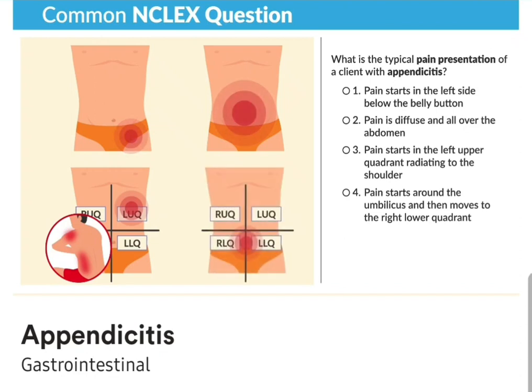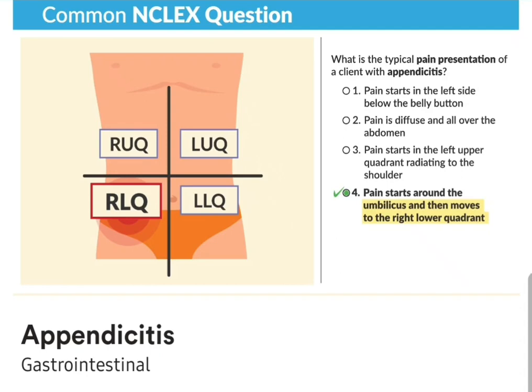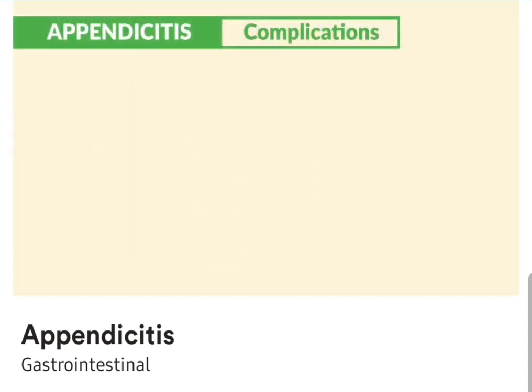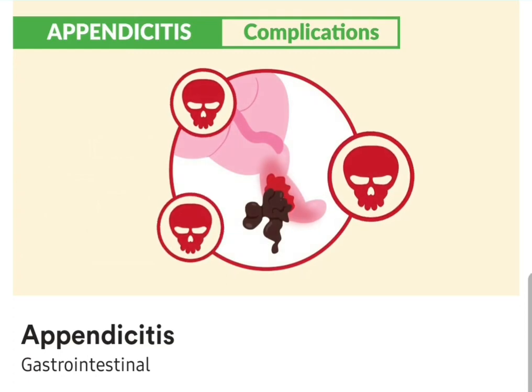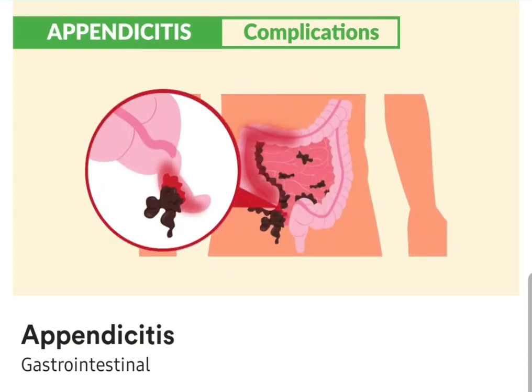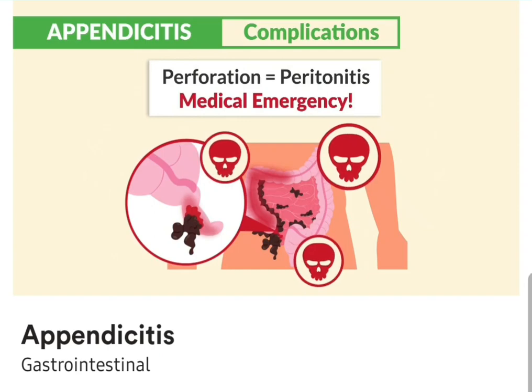And option 4, the pain starts around the umbilicus. Okay, that's the belly button area. And then moves to the right lower quadrant. Yes, always look for that key term, right lower quadrant. Now, in terms of complications, the most deadly is a ruptured appendix. Basically, an explosion of the appendix, and all that infection pours into the abdomen. This is called perforation. So just think peritonitis is the medical emergency.